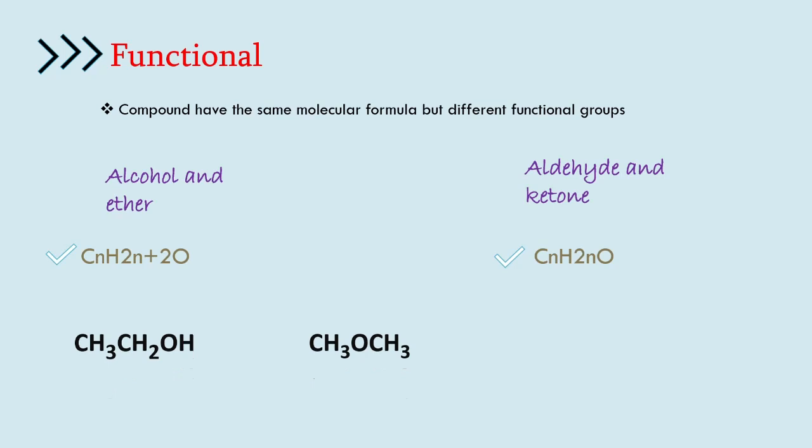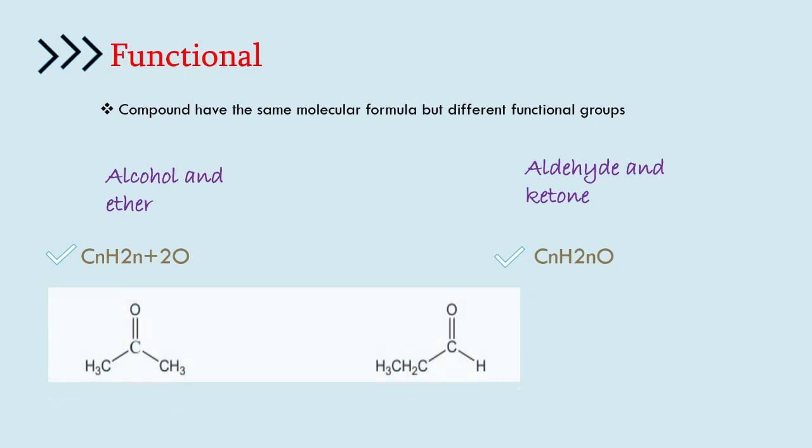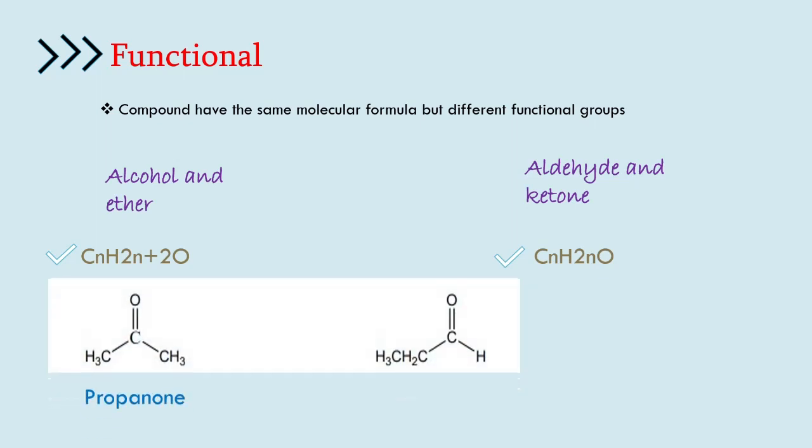Let's take this example, which is ethanol and dimethyl ether. The first compound has an alcohol group. However, the second one has an ether. Both have the same molecular formula, which is C2H6O, but different functional groups. On the other hand, an example of aldehyde and ketone is propanal and propanone. Each compound has different functional groups but the same molecular formula, which is C3H6O.